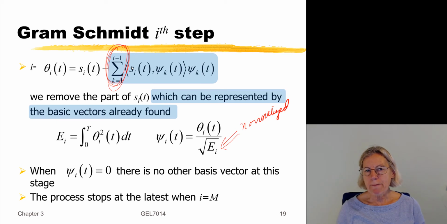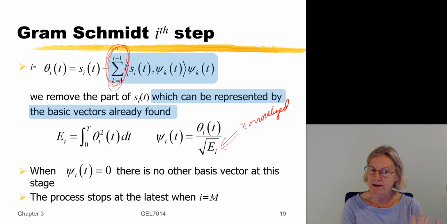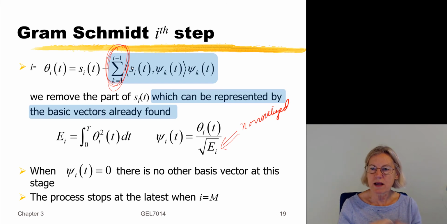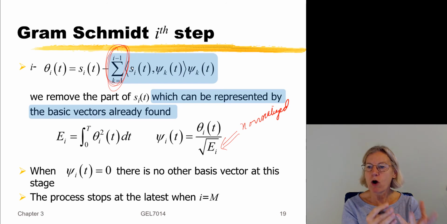So it could happen that you would get to a step where there's nothing left, right? You arrive at a symbol which can already be represented by all the previous vectors. Okay, so that one, you move on. It doesn't create a basis vector, you move on. And you keep doing that until you get through all of your symbols. So this is why sometimes the dimension could be smaller than m, because it could be that some of your symbols can be represented as a linear combination of previous symbols.